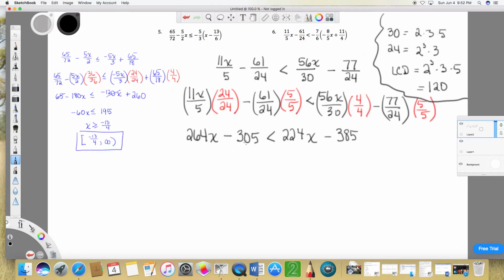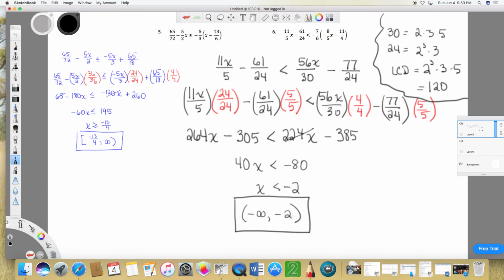All right, so let's get the x by itself. If we subtract 224x from each side, what will we have? 40x. And if we add 305 to each side, we'll have negative 80, I believe. If we divide both sides by a positive 40, we'll have x is less than negative 2. And written in interval notation, that would be negative infinity all the way up to negative 2, excluding negative 2, so I need a parenthesis, not a bracket there. And there's my answer written in interval notation.